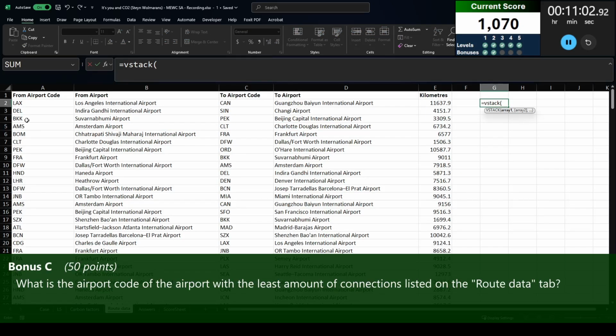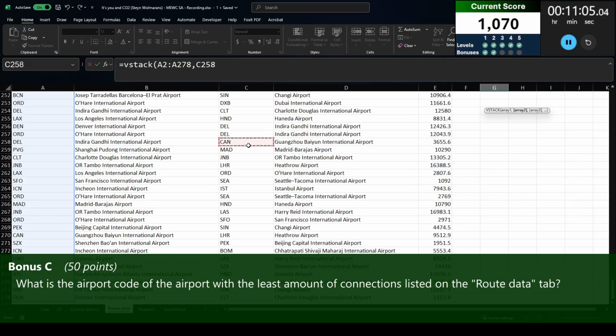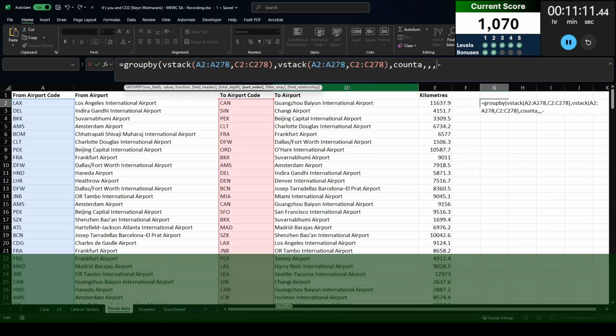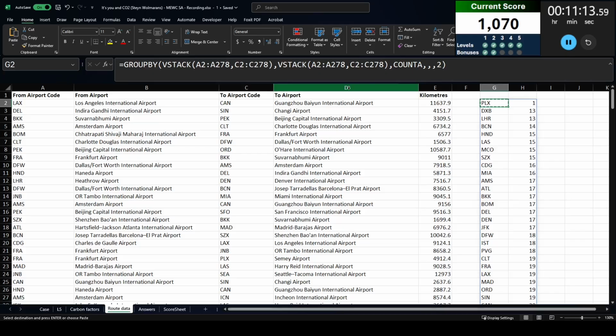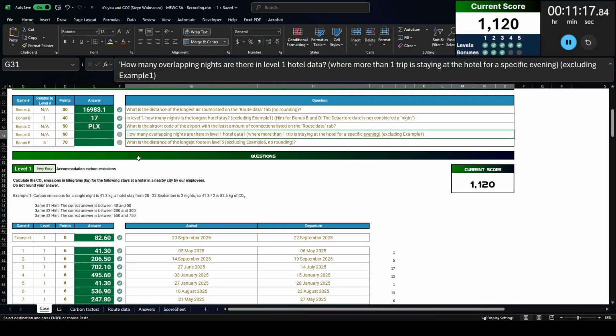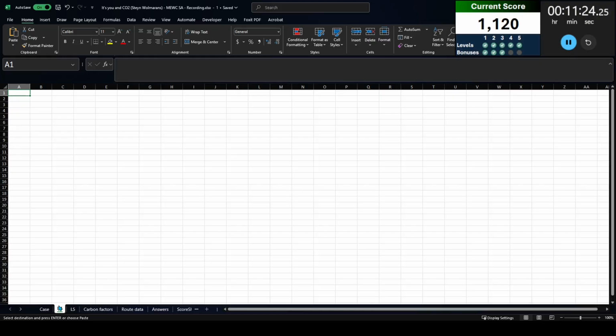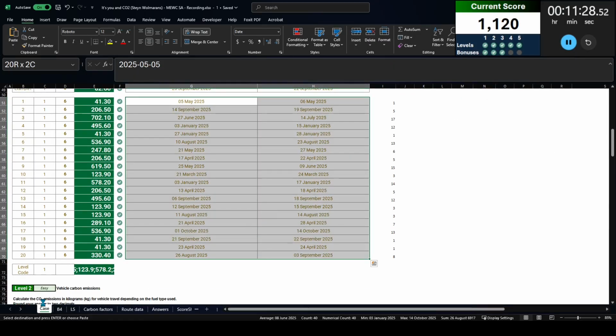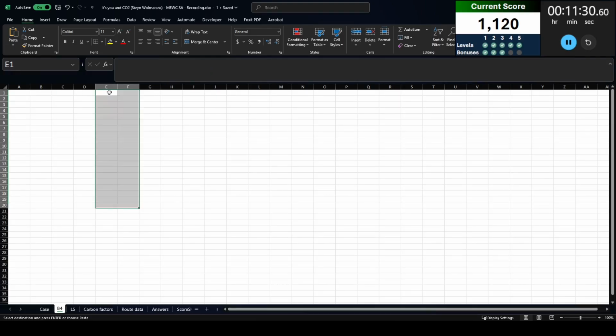Bonus C, what is the airport code of the airport with the least amount of connections listed on the Route Data tab? The easy way to find the most and the least of something is to use the group by function. First I'm going to stack the from codes and the to codes together. I am then going to use the group by function on that stack, and basically count how many times each airport is listed within that stack. Sort it by the number of times that is listed. That should then put the airport used the least on the top.